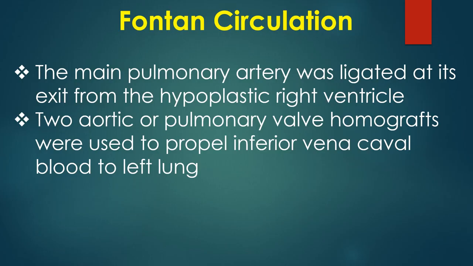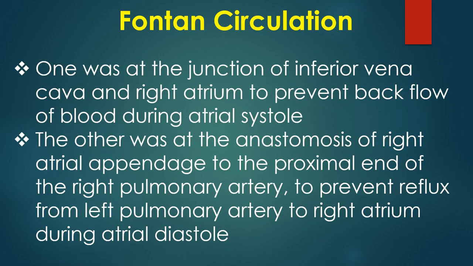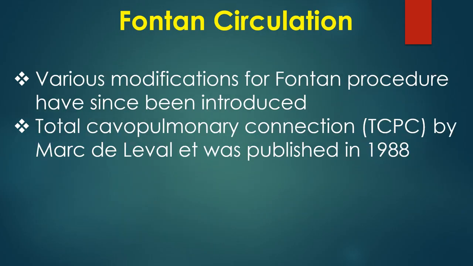Two aortic or pulmonary valve homografts were used to propel inferior vena cava blood to the left lung. One was at the junction of inferior vena cava and right atrium to prevent backflow of blood during atrial systole. The other was at the anastomosis of the right atrial appendage to the proximal end of the right pulmonary artery to prevent reflux from the left pulmonary artery to the right atrium during diastole. Various modifications of the Fontan procedure have since been introduced.